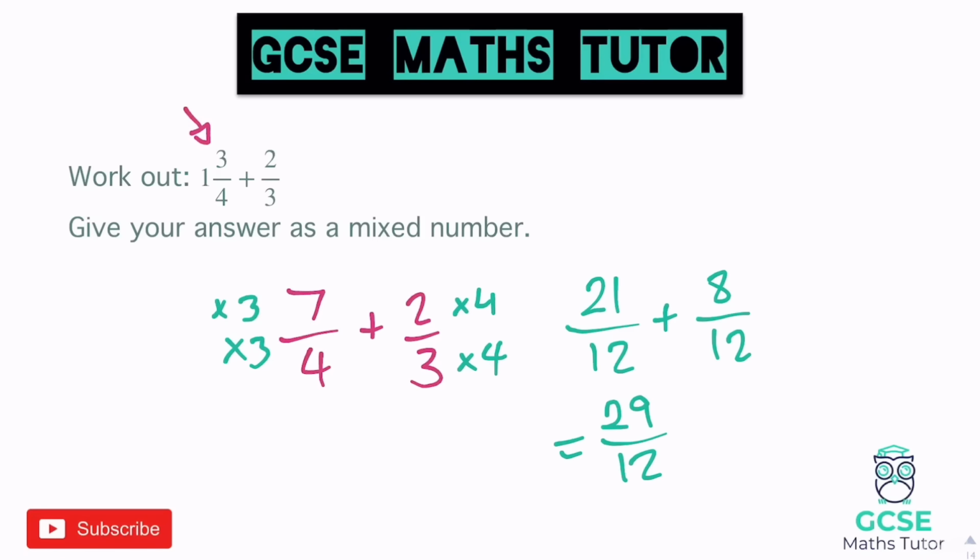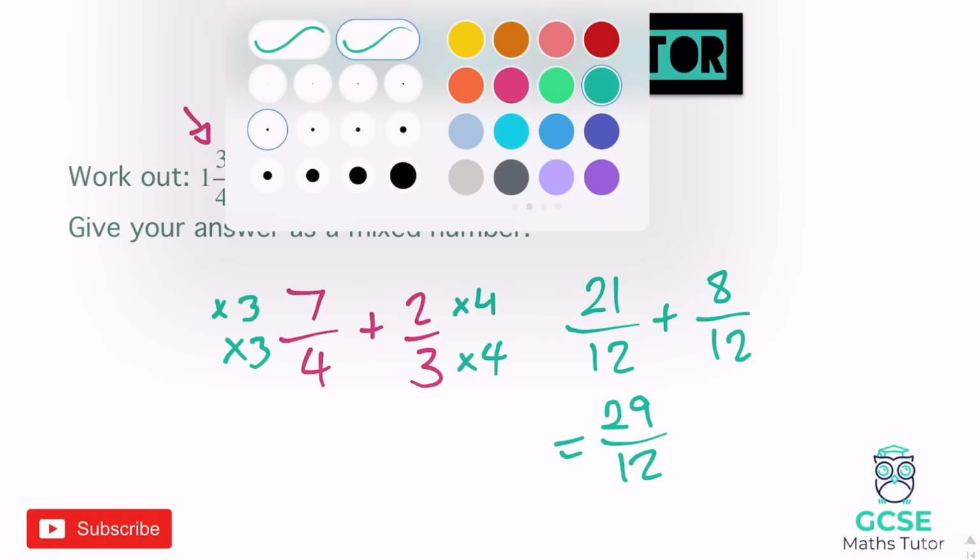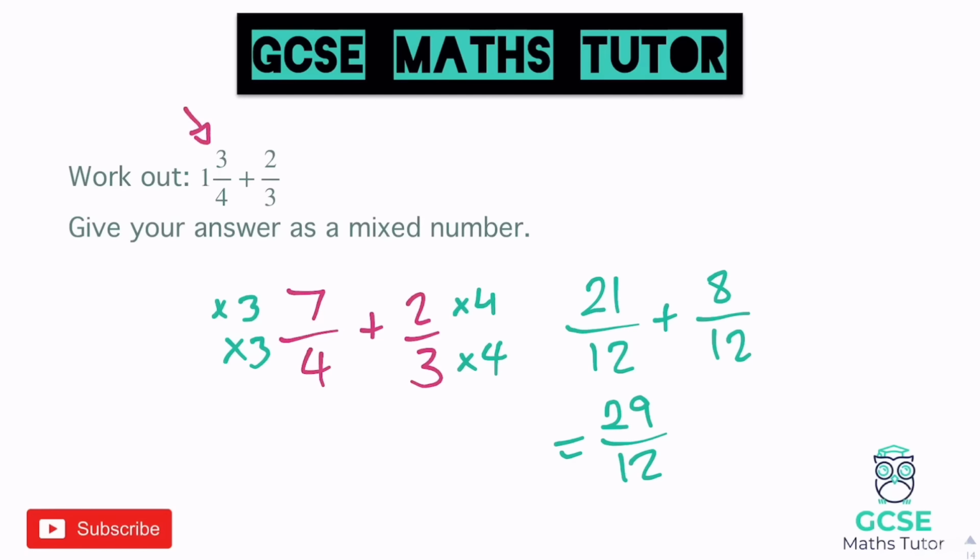And again it says to give your answer as a mixed number, so we are going to convert this now into a mixed number. 12 fits into 29 twice up to 24, and there'll be a remainder of 5/12. And again there's my final answer.